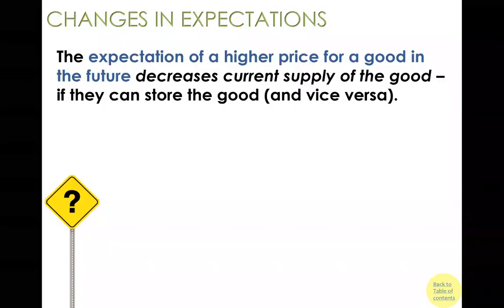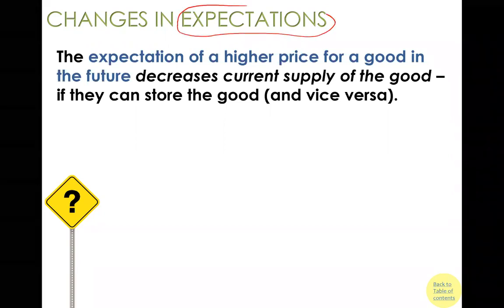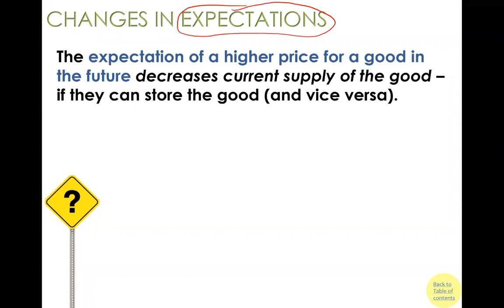Now we go to the fourth factor. Expectation is going to affect supply as well. So here are examples. If the producers are expecting a higher price for goods in the future, then what are these producers going to do? They are going to hold on the supply. They're going to store the goods.